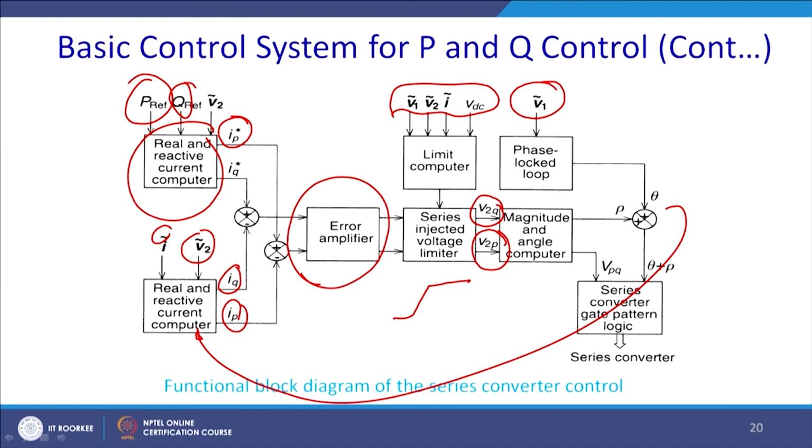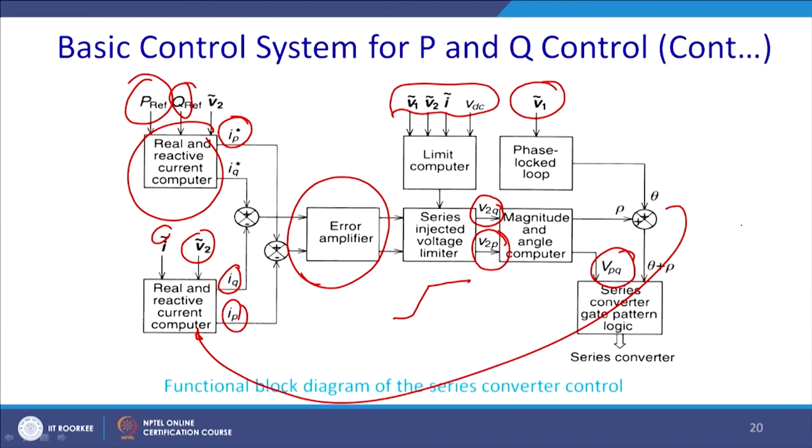Otherwise, it can go like this. The magnitude and the phase angle are computed: it will check the magnitude from Vq and Vp, and tan rho will basically be Vq by Vp. You add the phase with it, and thus you get a Vpq with an angle to be injected, that is theta plus rho. So, this voltage will be injected by your series regulator. This is the control of your automatic power flow control.